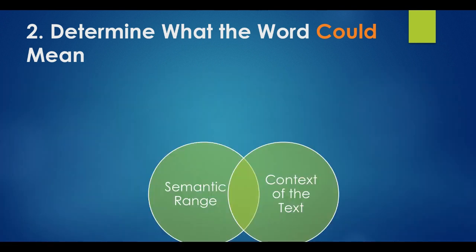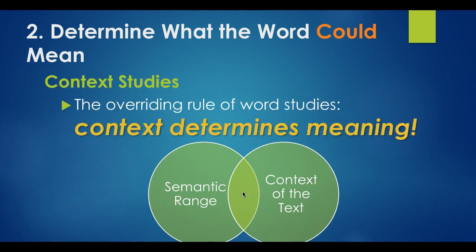Then, of course, you see here where it's used again. Now, what we want to do is look at the semantic range along with the context of our passage and figure out what it means in the middle. And what we're going to find out is that context determines the meaning.